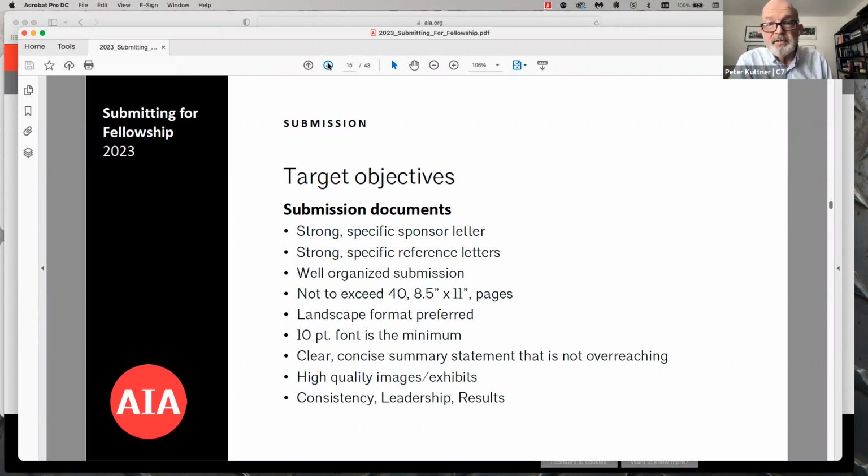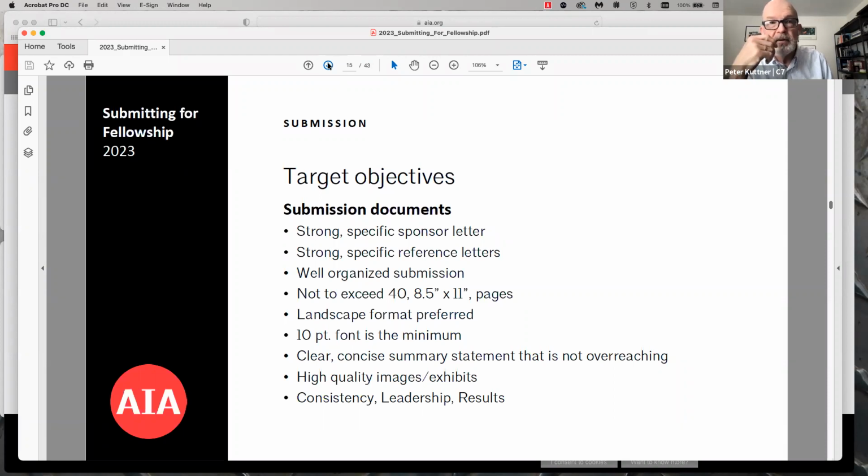They look at this on the screen at home when they first review them and then as a group when they talk about them. So landscape format is to your advantage. It's not required, but it's preferred. 10 points is the minimum font, primarily because they are going to sit around in a room and look at them on the screen. The summary statement is important.